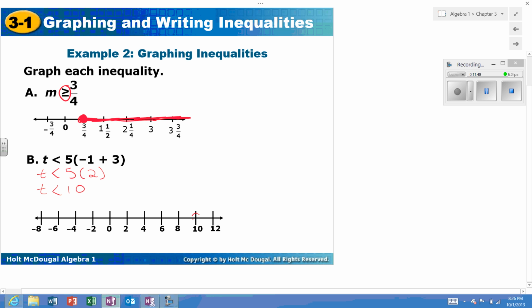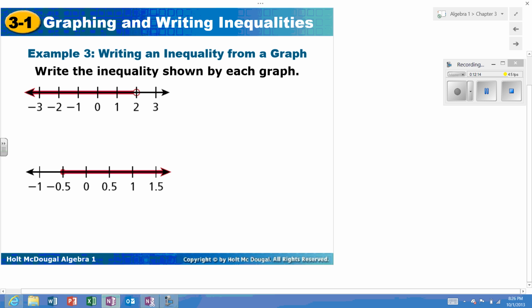Now, we need to do an open circle because it's just the less than sign. It's not a less than or equal to. So we're not including 10. And it says it's everything less than 10. So we're going to go to the left. Let's see if I can color it. Everything to the left. So all the numbers to the left of 10 will work for this.